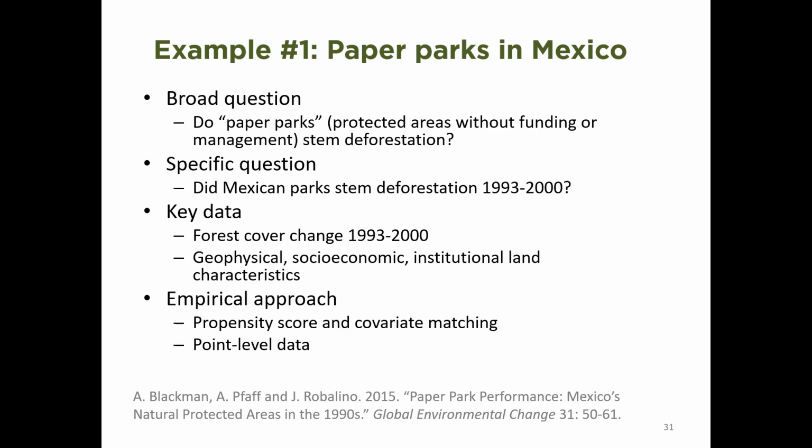So to measure deforestation, we used satellite data. We used a land use map from 1993, compared it with a land use map in 2000. And then to control for the characteristics of land, we used a variety of different GIS layers on geophysical, socioeconomic, and institutional land characteristics. And we used propensity score matching and covariate matching to control for land characteristics. There's a detailed discussion of the methods that we used and the results that we generated in a paper that was published in 2015 in Global Environmental Change. The citation is at the bottom of this slide.